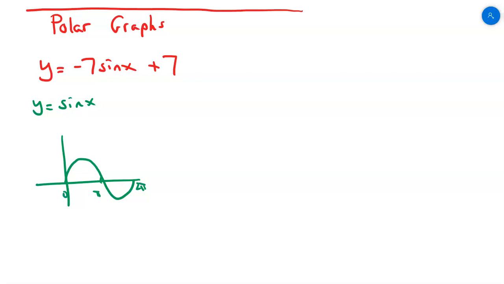All right. What does the 7 do? The 7 changes the amplitude. So instead of it going from negative 1 to 1, now it goes from negative 7 to 7. Okay, so I've taken care of the 7. How about this negative sign that's in front of it? Well, the negative should flip it over the axis. So flipping it over the axis, instead of it going up and then down, this one will go down and then up.